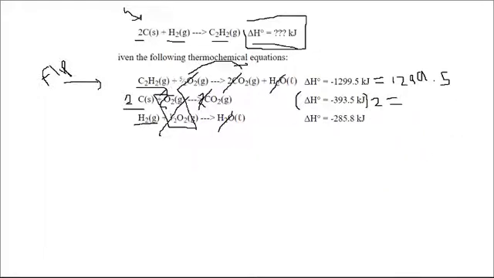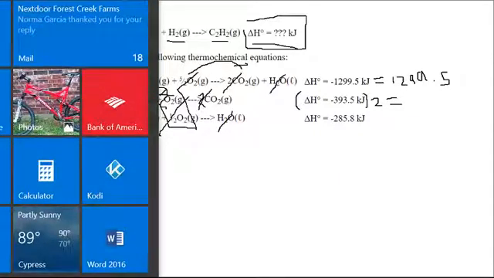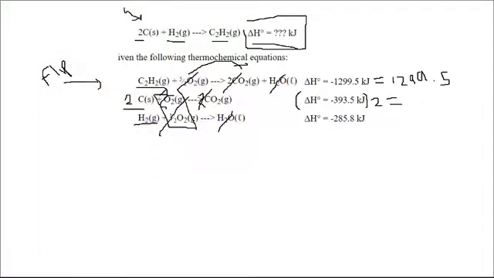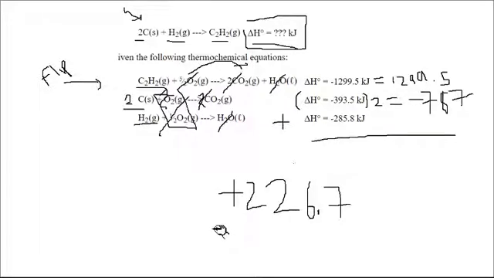So let me do that math real quick and find out what the negative 393.5 times 2 is. So I'll bring up my calculator. Apparently you can't move it, so hold on, let me pause this. Okay, so I went ahead and did that in my calculator.